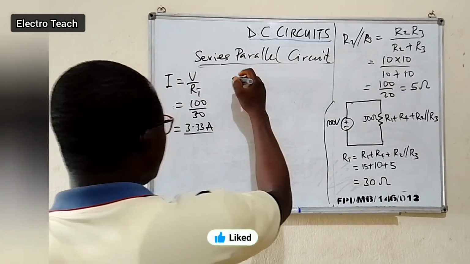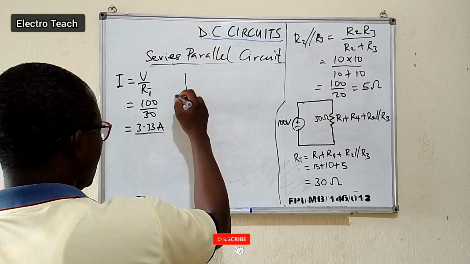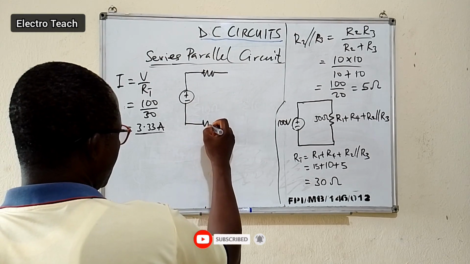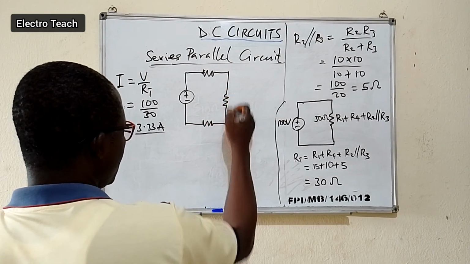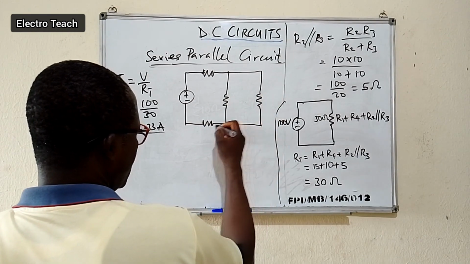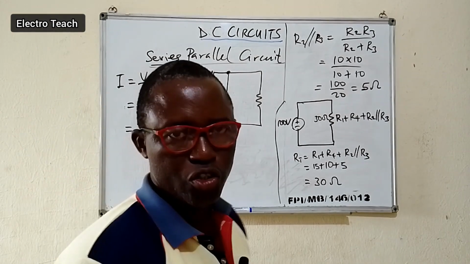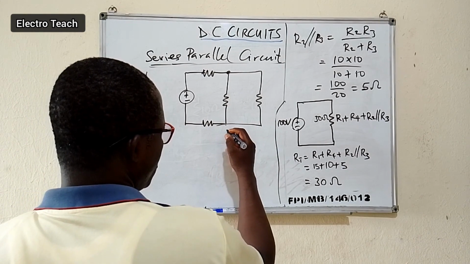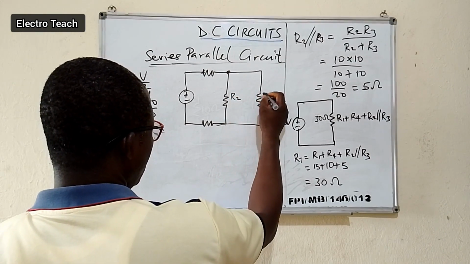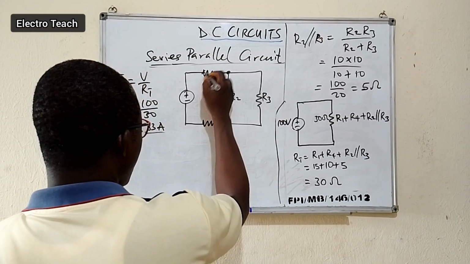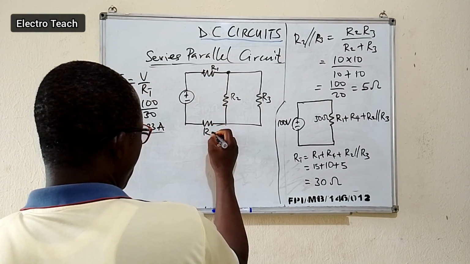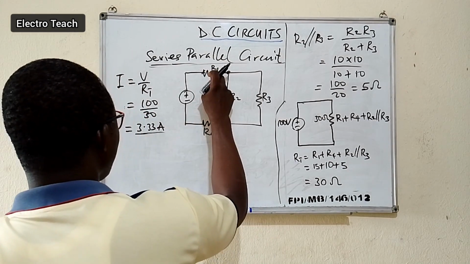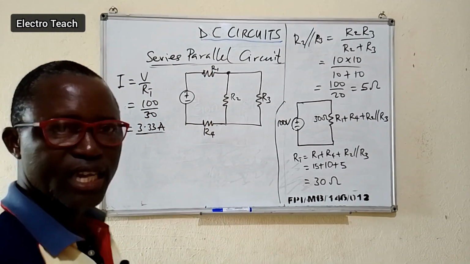Now, if you redraw the circuit once again, we have the original circuit this way. So we want to determine also the current in each resistance, as we have explained before. So this is R2, this is R3, this is R1, and this is R4. So the total current I is the current in resistor R1 and R4, as we have explained earlier.